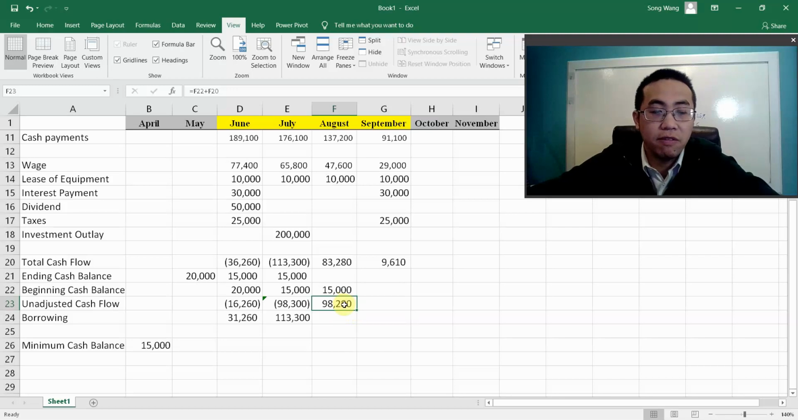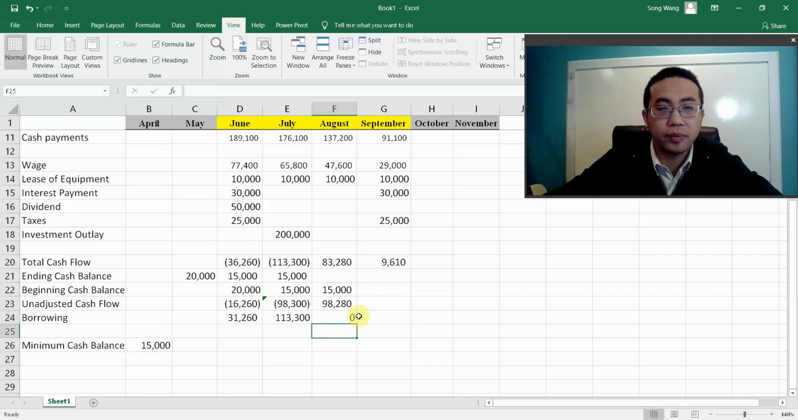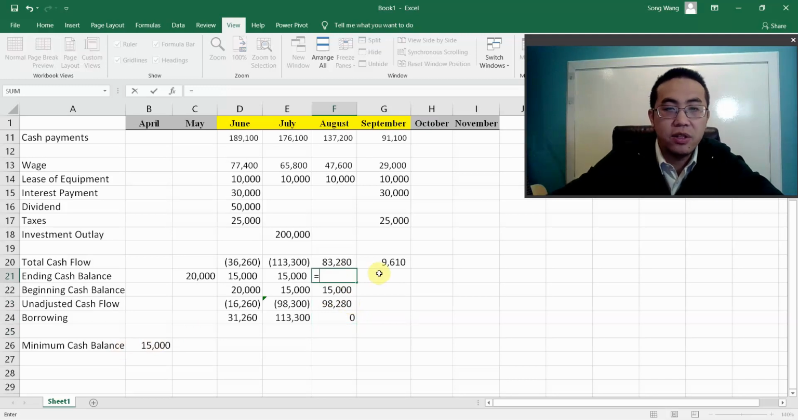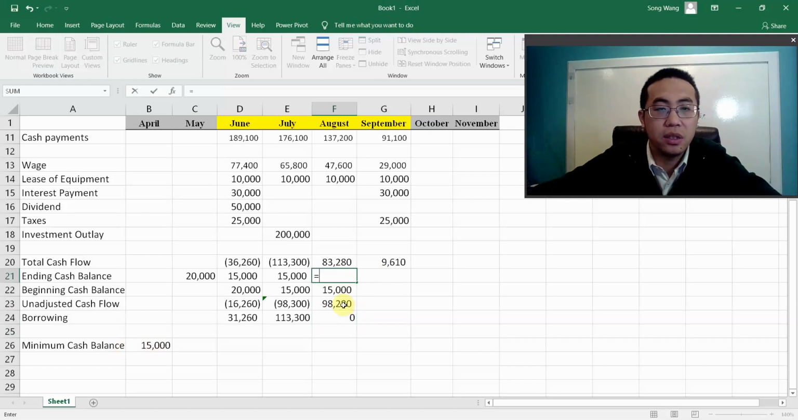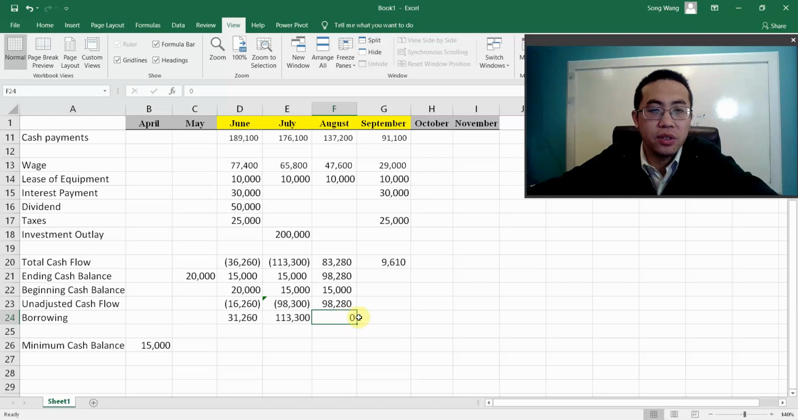All right, and do I need to borrow? Well, does that fill my requirement of minimum cash balance? Yes. So do I need to borrow? No. Okay, so I will borrow no money right here. So what will be my ending cash balance? It is just however much I had for the unadjusted. You will see the formula here is different depending on whether I need to borrow or not.